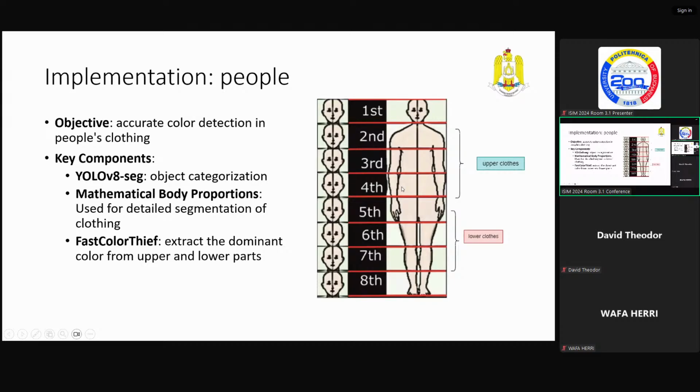Now, regarding people, again, the same objective: to accurately detect color in people's clothing. As a difference from the previous implementation part that I described, in the middle I use mathematical body proportion. So from the upper part I extract this region, and from the lower part of the clothes I extract this part here.